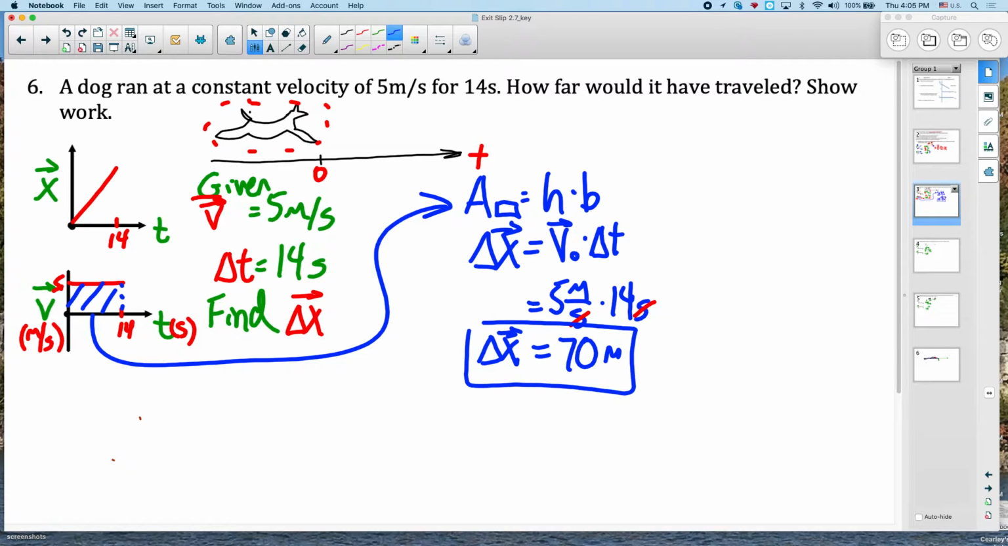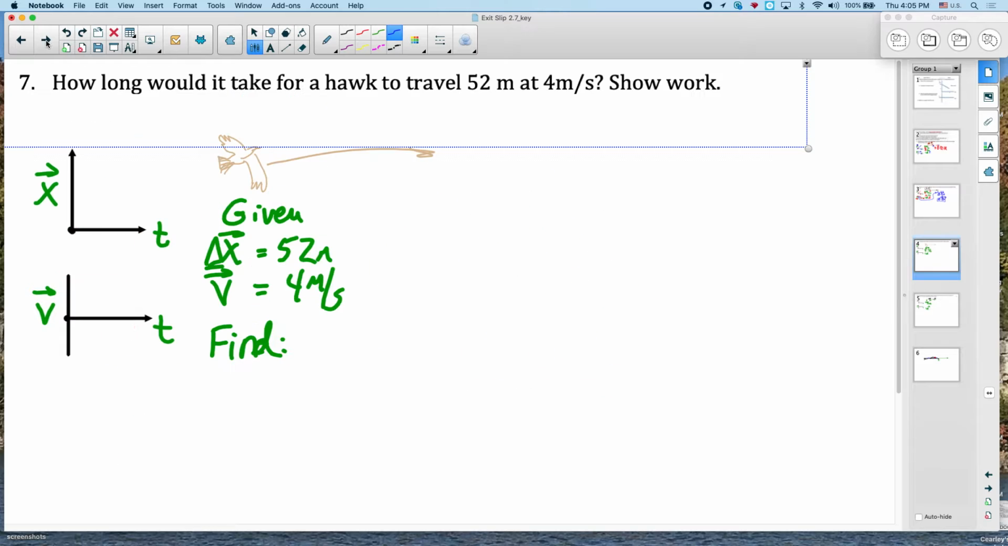Again, going through the process, we identify the system, starting position, what direction is positive, the given information, what we're asked to find, sketching position versus time and velocity versus time graphs before we go solve the problem, starting with the general equation, filling in original values with units, and solving.